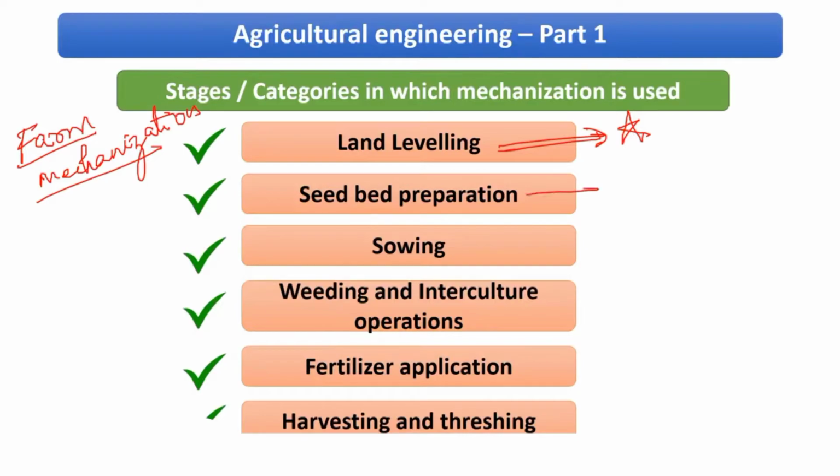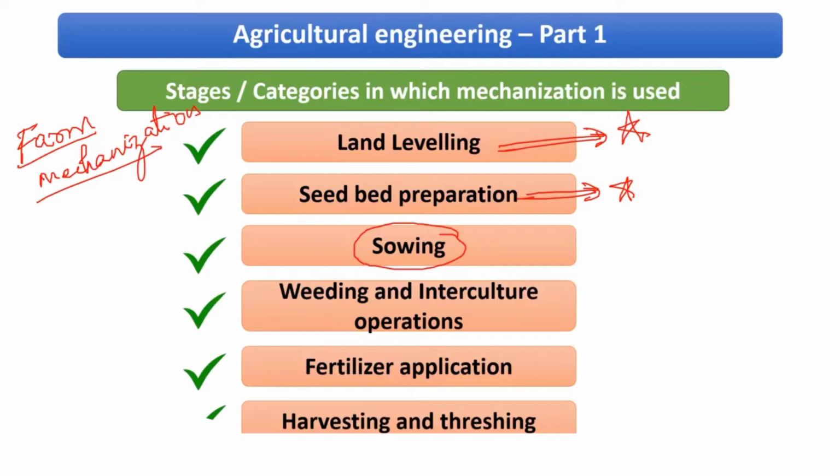Second is the seed bed preparation. You need to make sure that you're plowing the land, you are making sure that the weeds are removed, and there's enough aeration within the soil for the plants to thrive. That is called seed bed preparation. Then you talk about sowing. After you're done with the seed bed preparation, you need to start sowing the seeds, right?